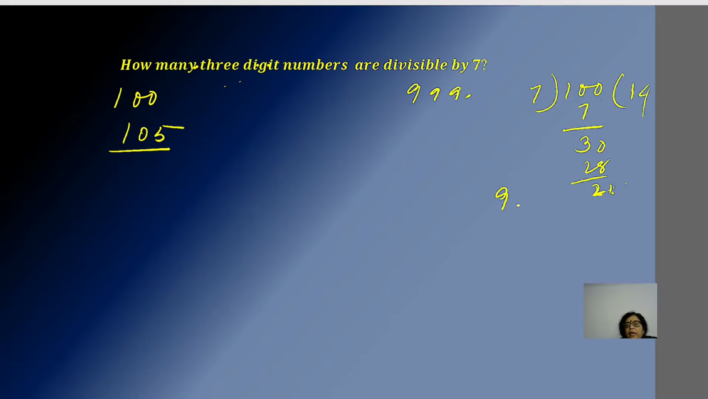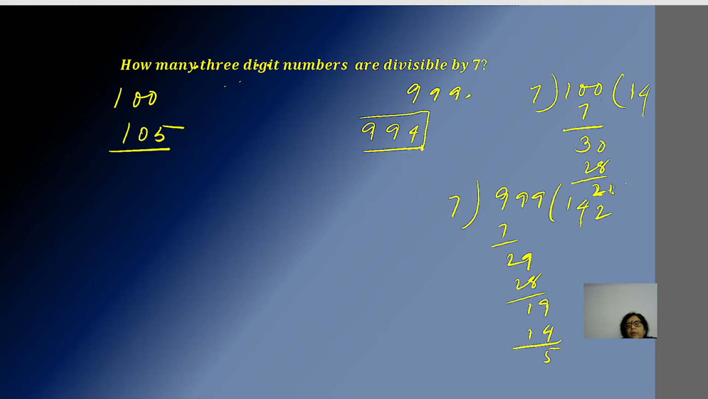Now in the case of 999, the largest number, if I divide this by 7, we get a remainder of 5. So in this case, we are not going to add anything, because if we add something to 999 this will become a 4-digit number. So we'll remove 5 from here and we'll get 994, which will be divisible by 7. So the biggest three-digit number divisible by 7 will be 994.